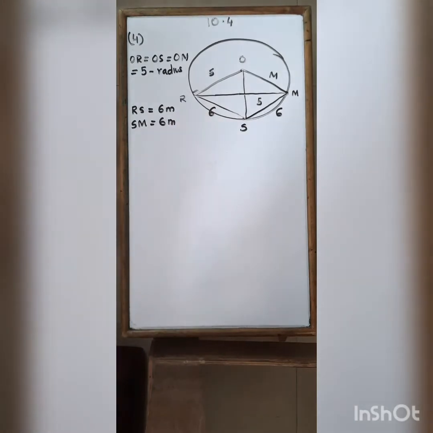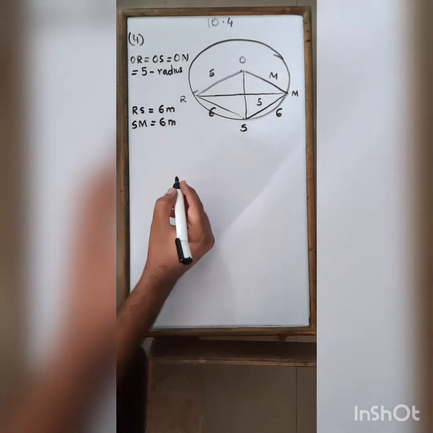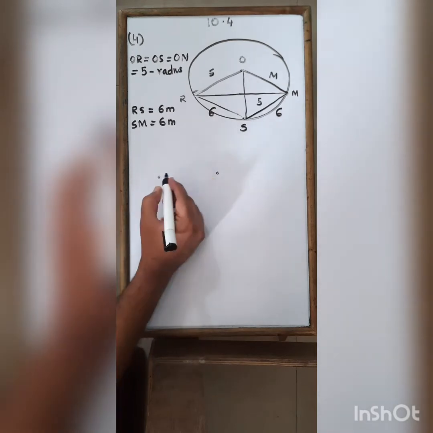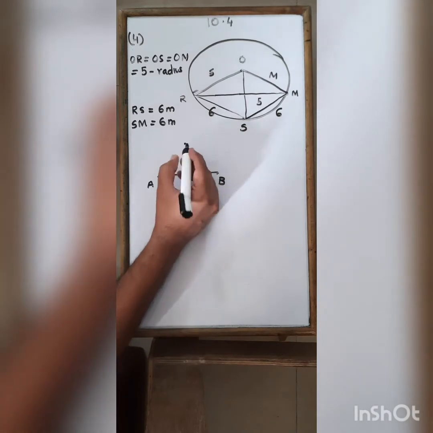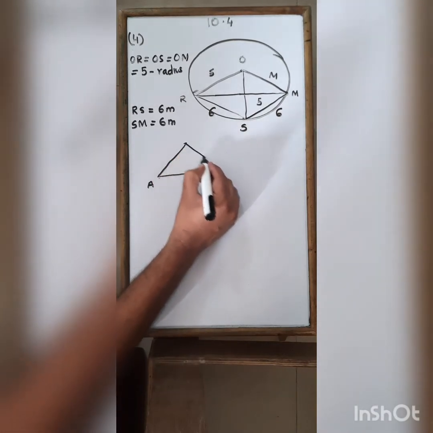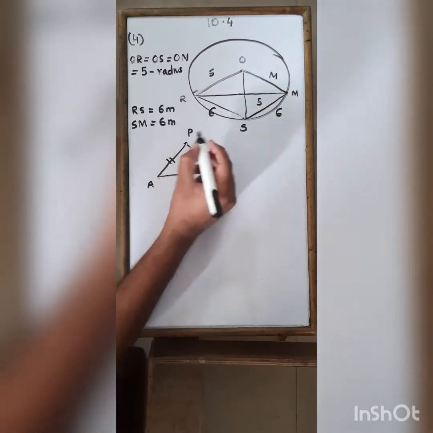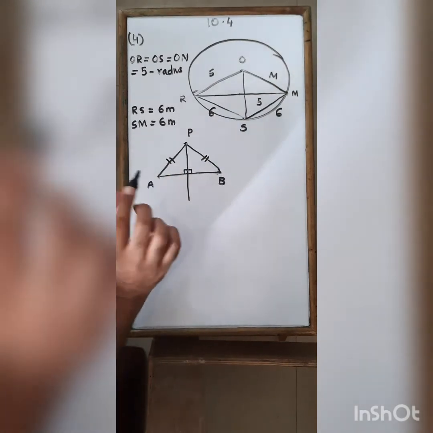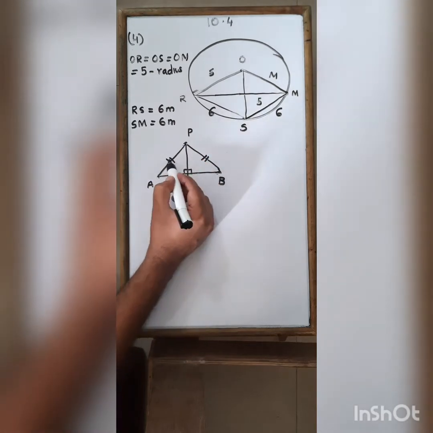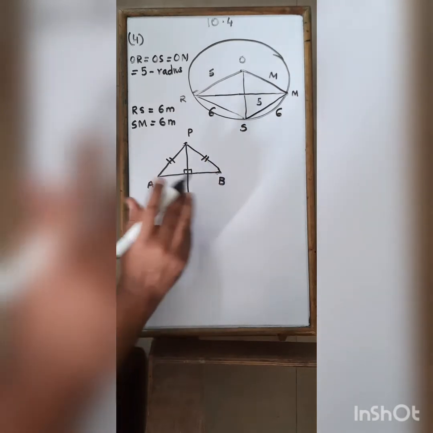Before starting this sum, let me make you understand one concept which we have already revised earlier, but I would like to revise it again. Suppose there is a line segment AB, and one point P is at equal distance from these two end points. Then this point P will lie on the perpendicular bisector of AB. This is the property we have studied: if a point is equidistant from the two end points, then it will lie on the perpendicular bisector.